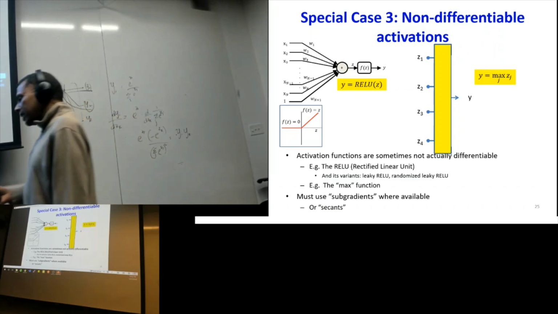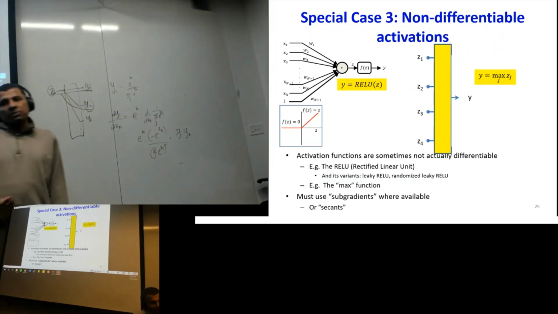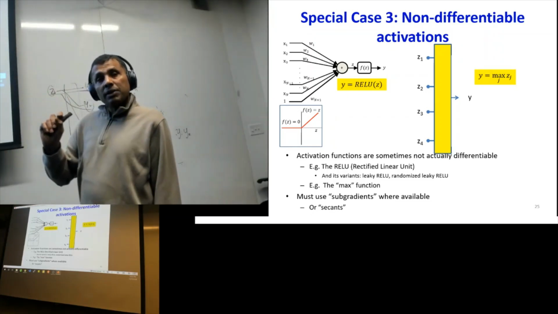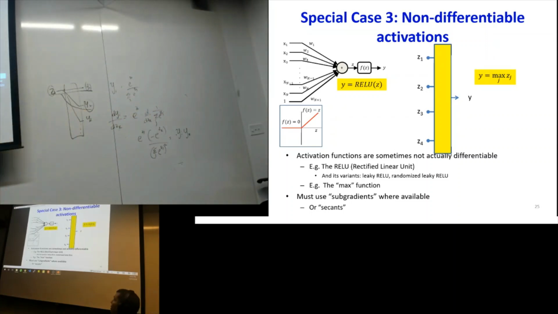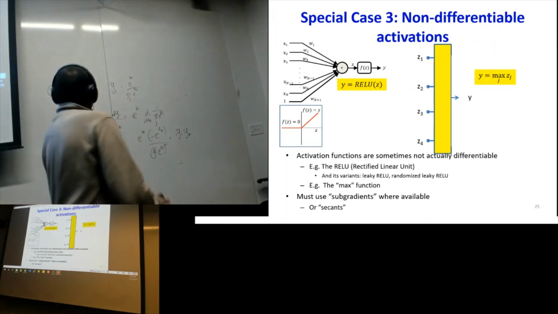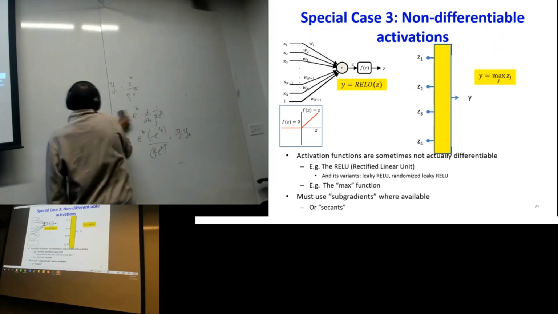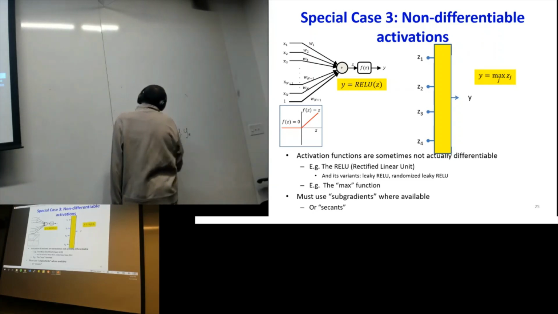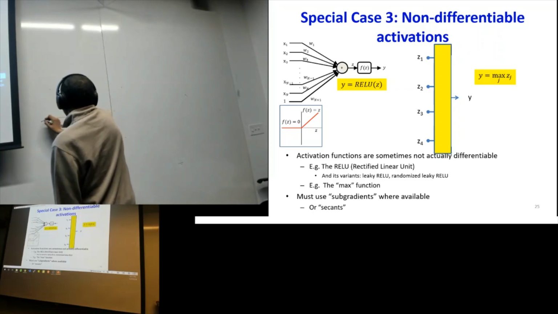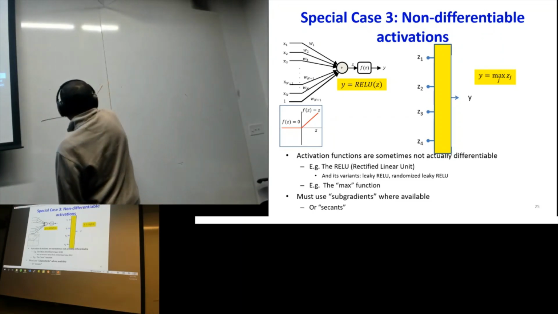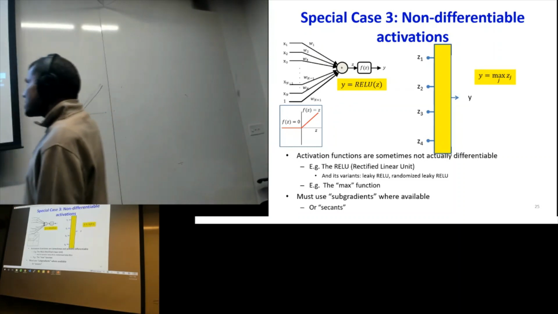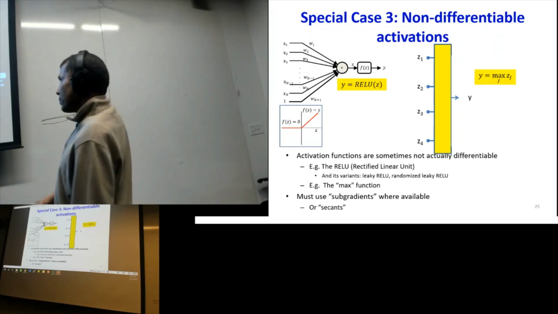So this was one of the special cases. The second special case is with regards to the differentiability of the activation function. We have assumed that the activation functions are differentiable everywhere, and sometimes this is not true. For example, for a rectified linear unit, the activation function actually looks like this. The activation function is differentiable in all of this region, and over here, but right at this corner, it's not differentiable.